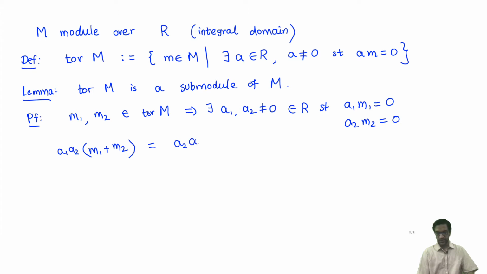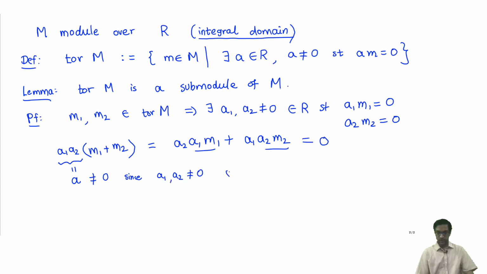So I'll use the distributivity property. In the first term, I will think of it as a2 a1 acting on m1, and the second term as a1 a2 acting on m2. Now a1 m1 is 0, a2 m2 is 0. So this is just going to be the element 0 of my module. The other important observation here is that this scalar a, which kills m1 plus m2, this guy is not 0. Why is that? Because both a1 and a2 were non-zero, and the ring was assumed to be an integral domain to start with. Since a1 and a2 are both non-zero and the ring R is an integral domain, a itself is not 0.